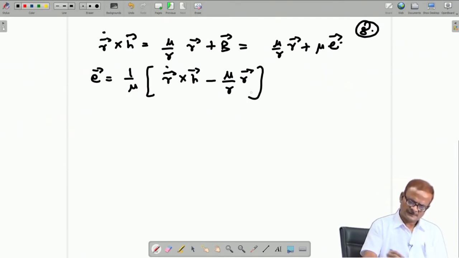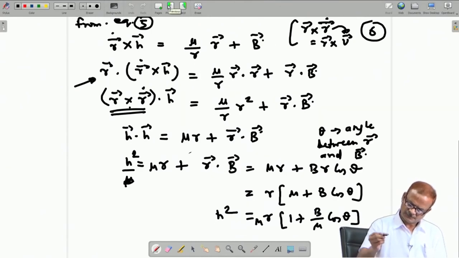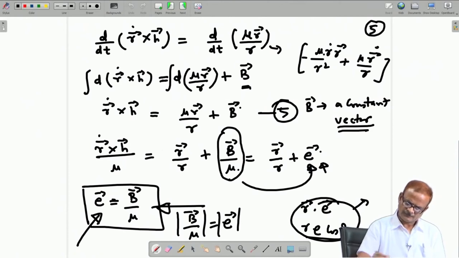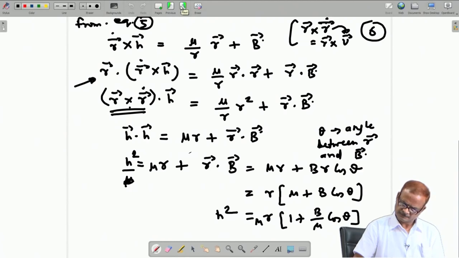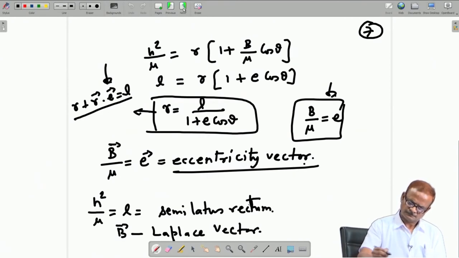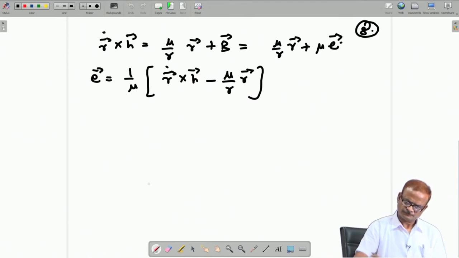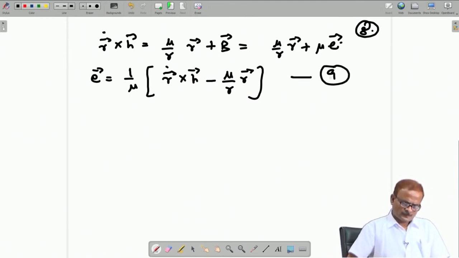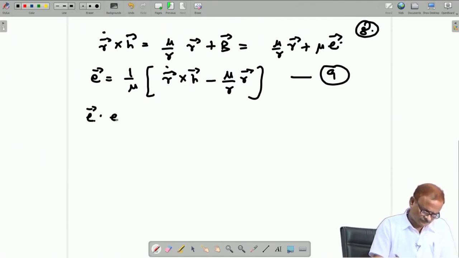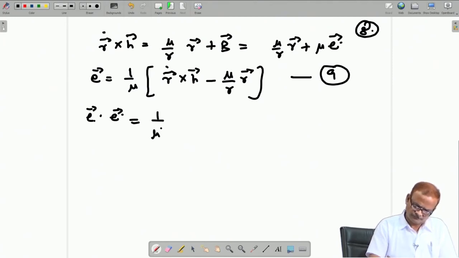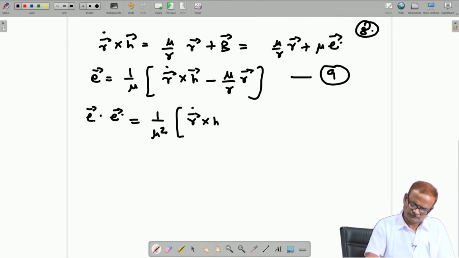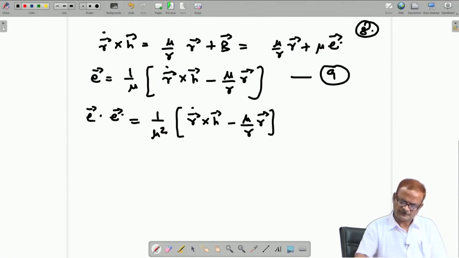We rearrange it like this, and this is our five, and then this we write as 6, 7, 8. So, if we take here this dot product, because we have to determine the value of E.